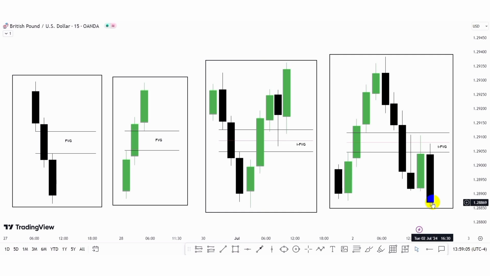So we are going to look at real-time chart examples to see how the inversion fair value gap plays out, and also how you can utilize that in your trade execution. So guys, let's head to the real-time chart examples.